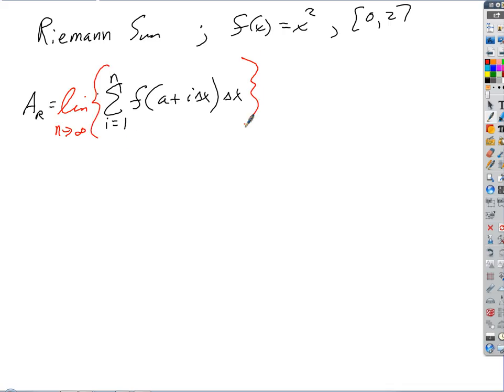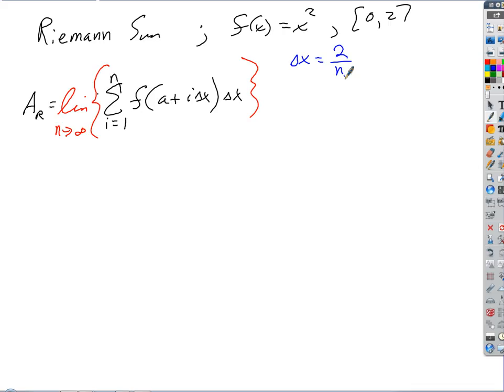Okay, well, let's think about that. I don't even have to draw a picture for this. We just saw a picture on the computer. What is delta x? It's going to be b minus a, so the width of the interval is 2, divided by the number of rectangles, n.